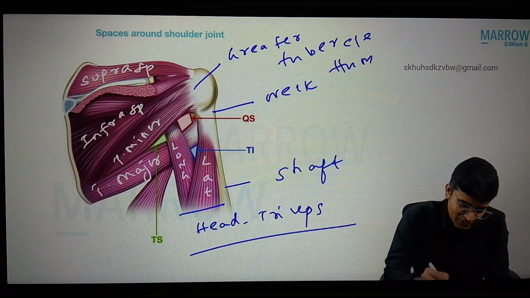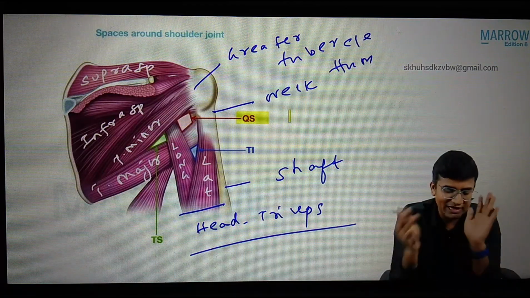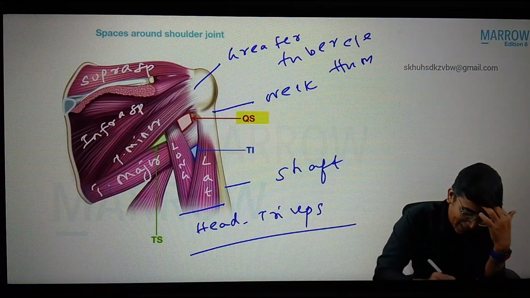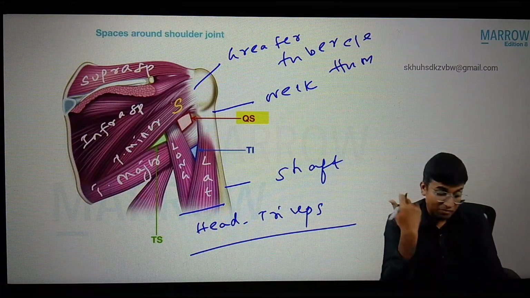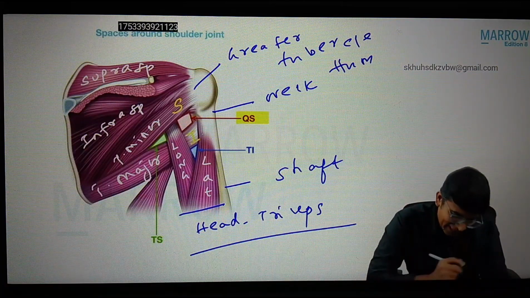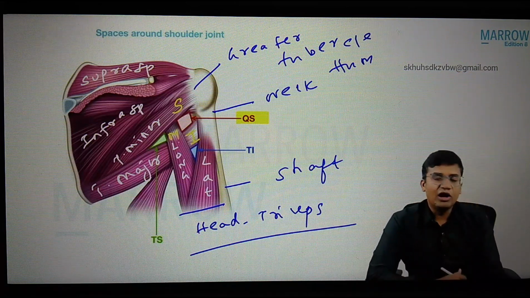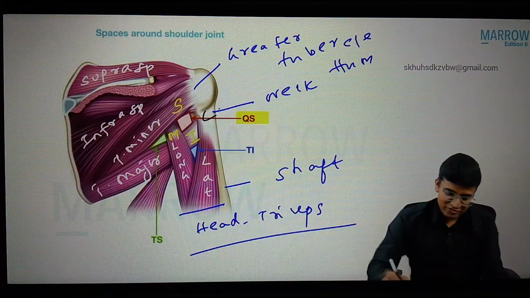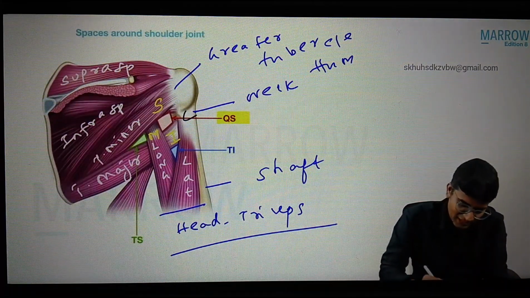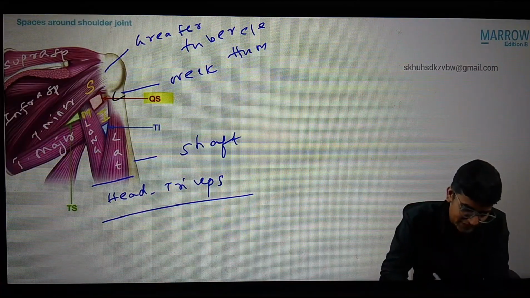In the diagram, first we are going to discuss the quadrangular space. It has four sides: above, below, medial, lateral. Superiorly, which muscle? Teres minor. Inferiorly, teres major. Medially, long head of triceps. Laterally, neck of humerus bone. Very simple. So please write the quadrangular space. We are going to write the boundaries of the quadrangular space.